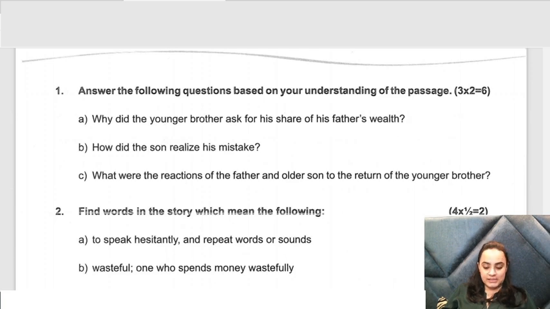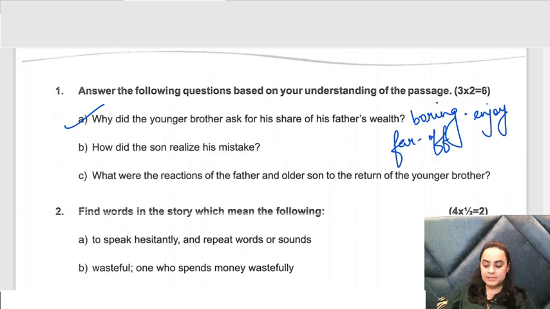The first question says, answer the questions on the basis of your understanding of the passage. Why did the younger brother ask for his share of his father's wealth? So why did the younger brother want his share from his father's wealth? Because he found his country life to be boring and he wanted to enjoy his life. So he decided to go to a far off place and make merry. He just wanted to have a loving life.